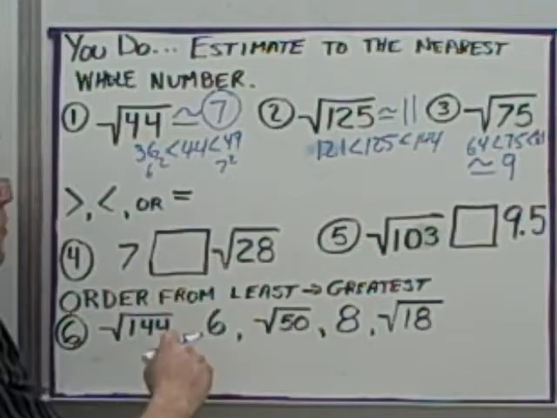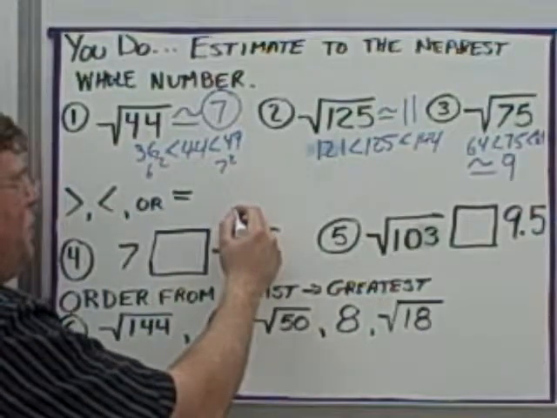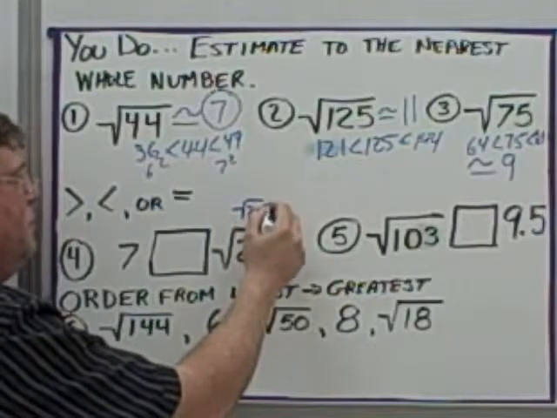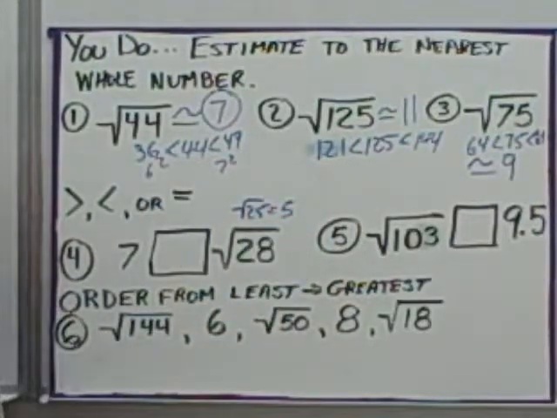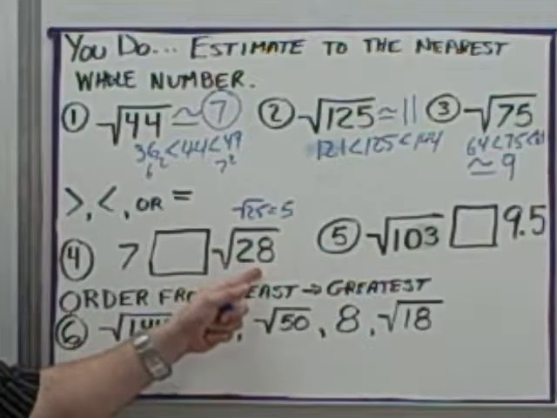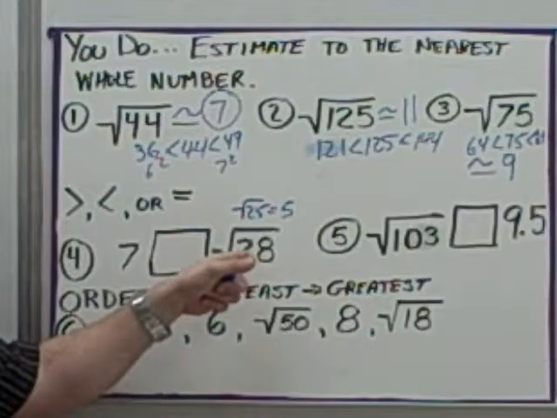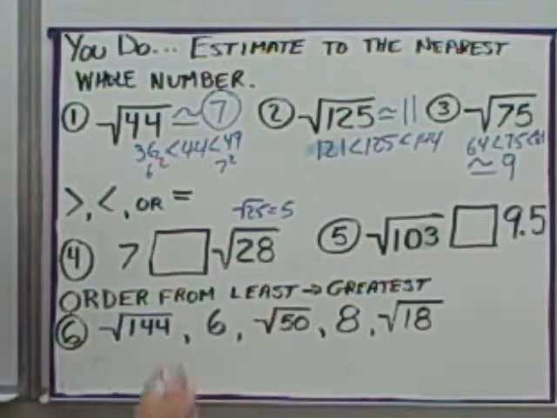Here, the square root of 28. That's close to 25, and the square root of 25 is 5. Next one up is 6 squared, which is 36. Definitely less than 36. So this number is definitely less than 6 in value, which means it's got to be less than 7.